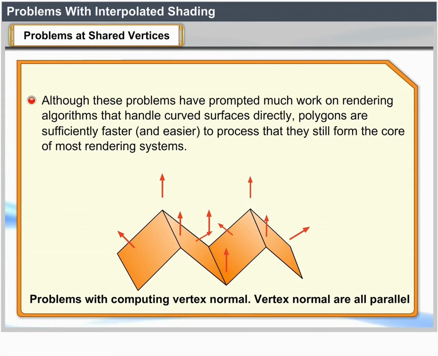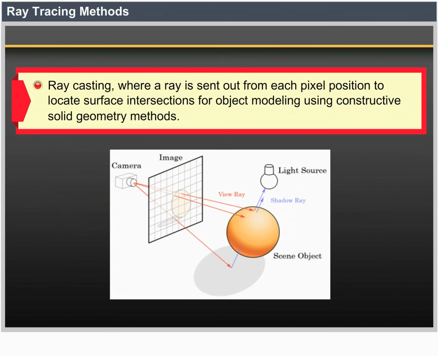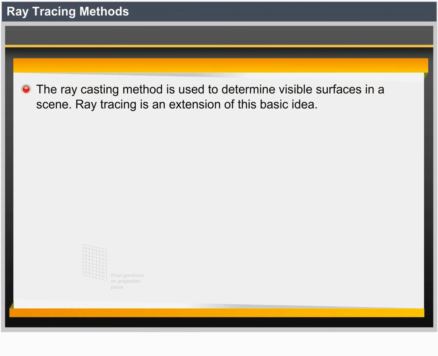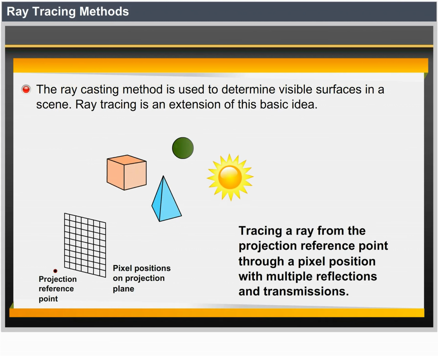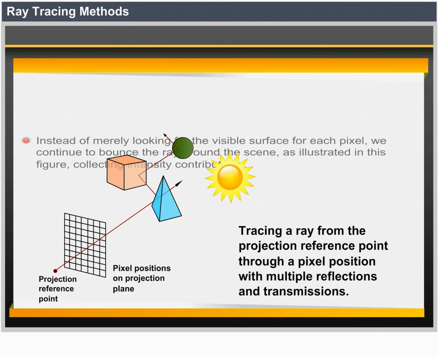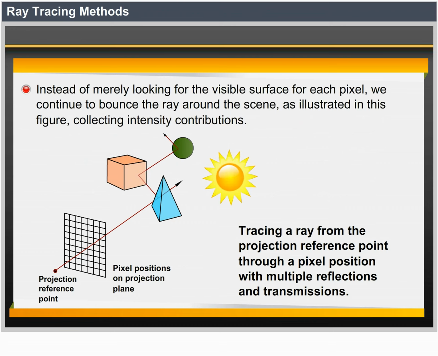Ray tracing methods. Ray casting, where a ray is sent out from each pixel position to locate surface intersections for object modeling using constructive solid geometry methods. The use of ray casting is a method for determining visible surfaces in a scene. Ray tracing is an extension of this basic idea. Instead of merely looking for the visible surface for each pixel, we continue to bounce a ray around the scene, as illustrated in this figure, collecting intensity contributions.